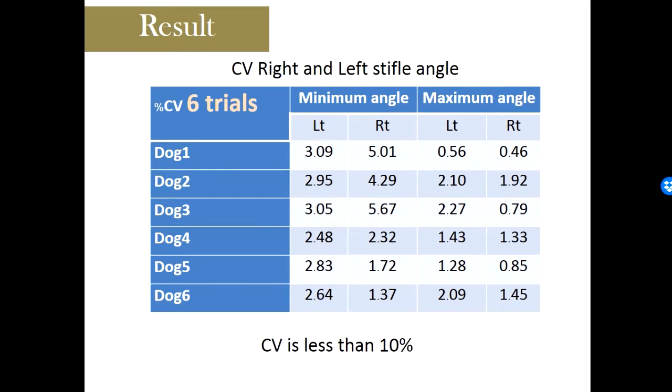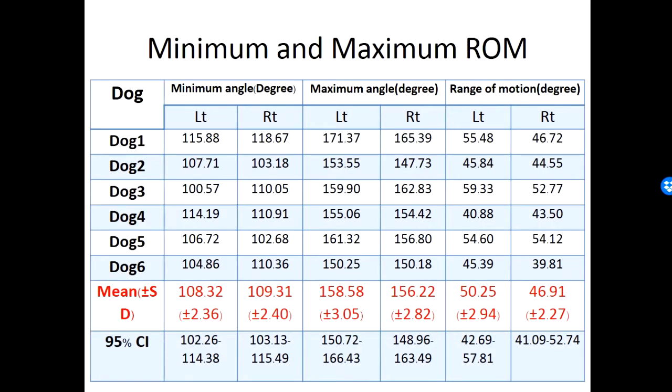For reliability, each limb was collected for 6 trials. The coefficient of variation is less than 10%. From the experiment, we found that the mean minimum angles of the left and right stifle joint are 108.232 and 109.31 degrees. The mean maximum angles of the left and right stifle joint are 158.58 and 156.22 degrees. The mean range of motion of the left and right stifle joint are 50.25 and 46.91 degrees, respectively.